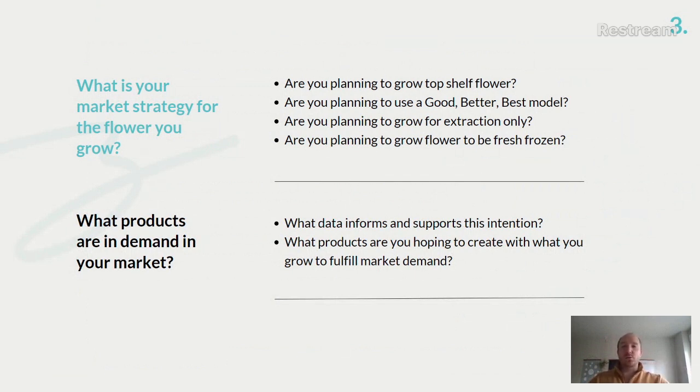This leads to my next question: what products are in demand in your market? Long gone are the days of 2015 or 2016, where I used to hear a joke that was, "This is weed, it sells itself." Not in 2023 and beyond, does it? We have a lot of really, really good operators, especially coming from all across the country.